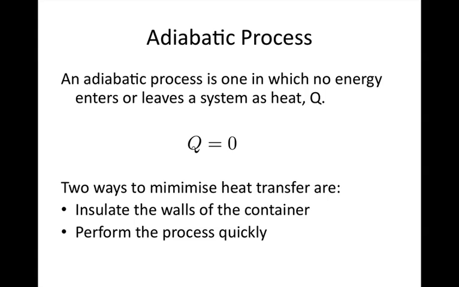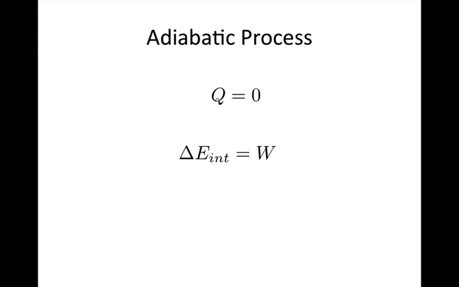The other way to do it is to perform a process quickly. It takes time for heat to flow from a hot body to a cold body, so if we perform a process very quickly, there is no time for the heat to flow. So for adiabatic processes, by definition, Q is equal to 0, so our first law of thermodynamics tells us that the change in the internal energy is equal to the work done on the system.